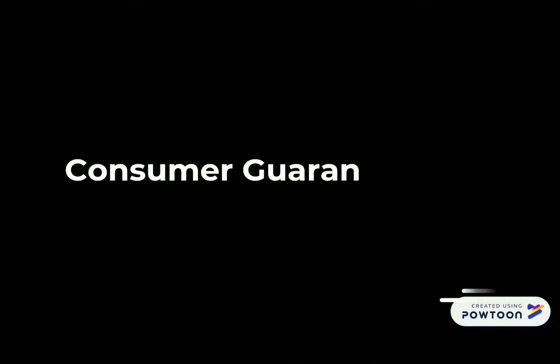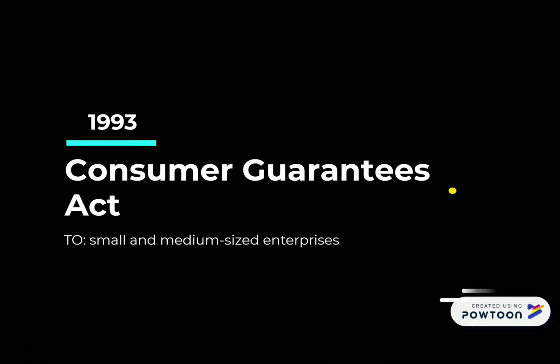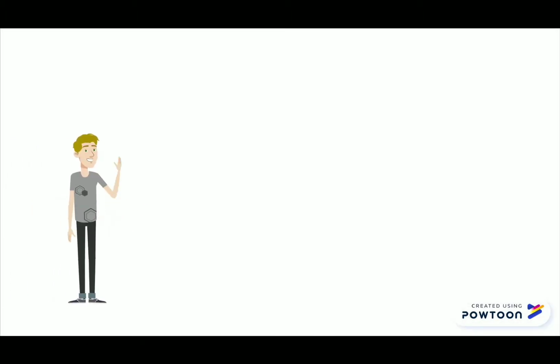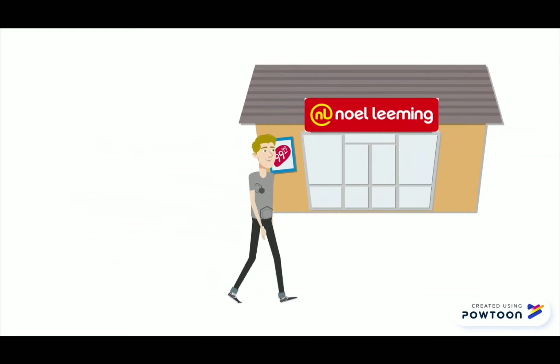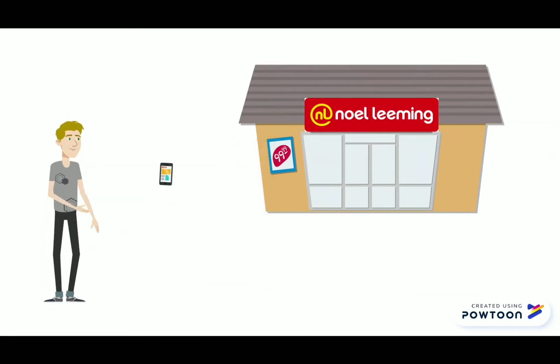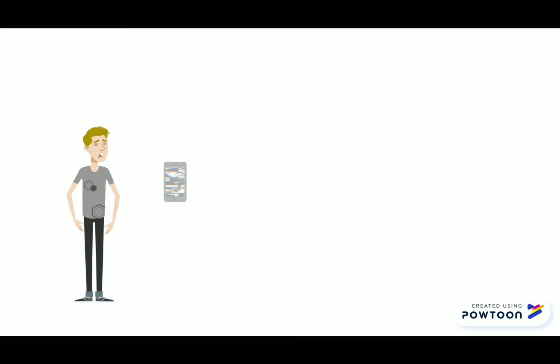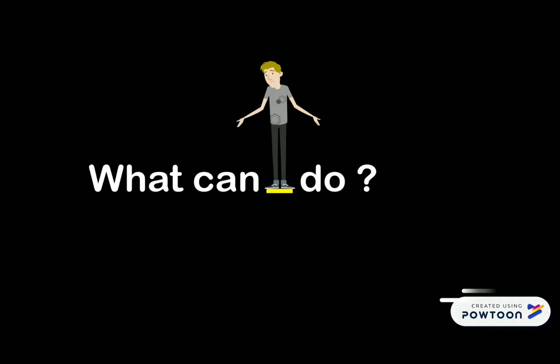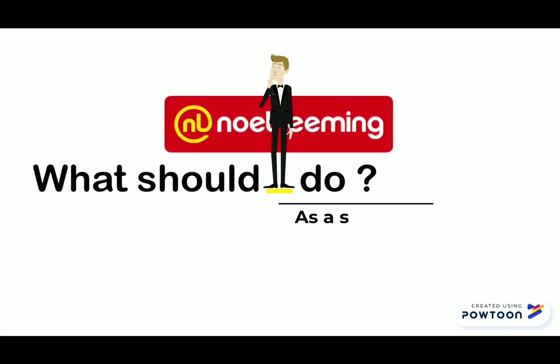Consumer Guarantees Act, 1993, for small and medium-sized enterprises. One day, James bought an iPhone at No Limit. Two weeks later, the screen of the iPhone stopped working for some unknown reason. In this case, what can James do as a customer? And what should No Limit do as a supplier?